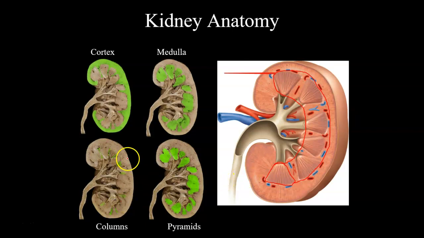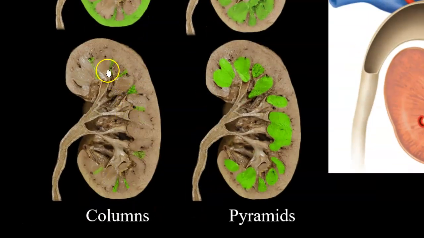Now, in between the pyramids, so for instance, like here, there are things called renal columns. I'm going to call them a tall, thin structure. Yeah, these are kind of tall and thin. Especially, you can see it really well. Tall and thin. These structures here, those are the renal columns. Again, those are in between the pyramids.